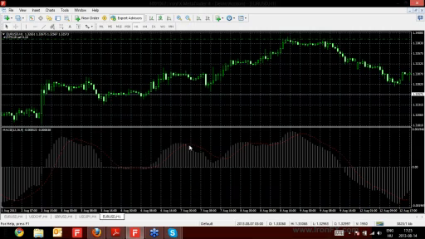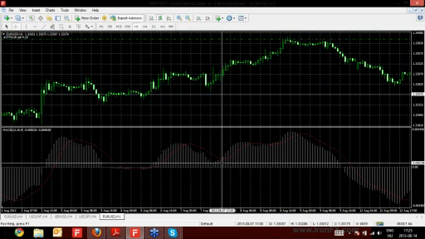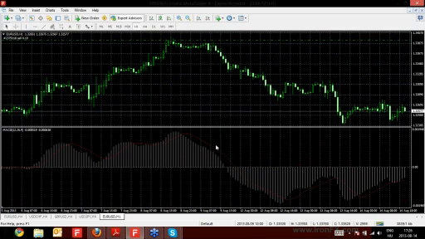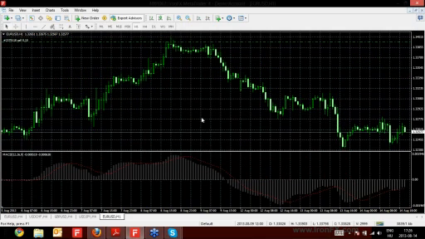Okay, and the crosses can give you momentum signals. So this is a very good indicator, even for using it as a strategy. Okay, but I would say that you should use it as a confirmational tool.